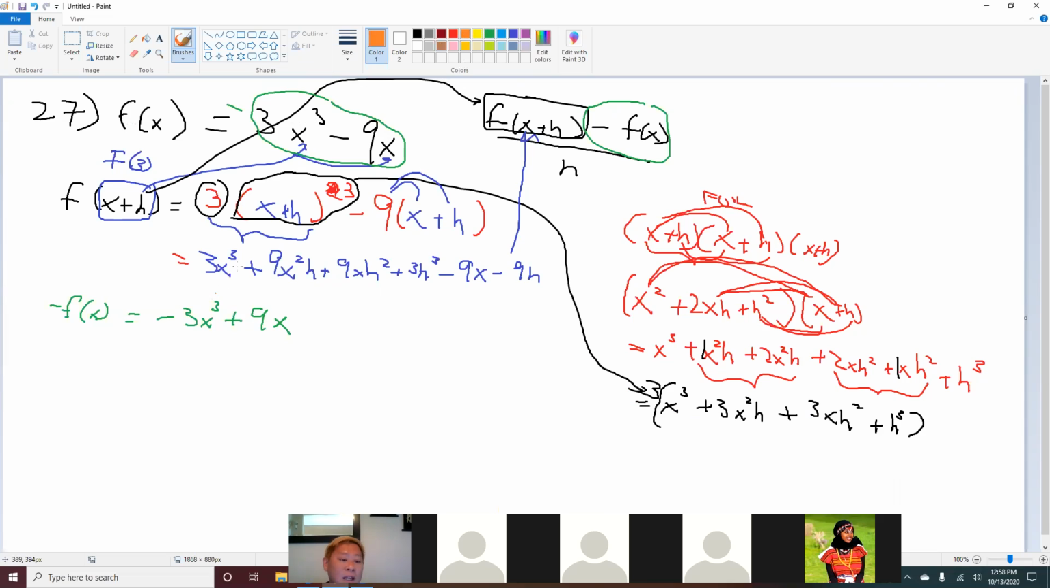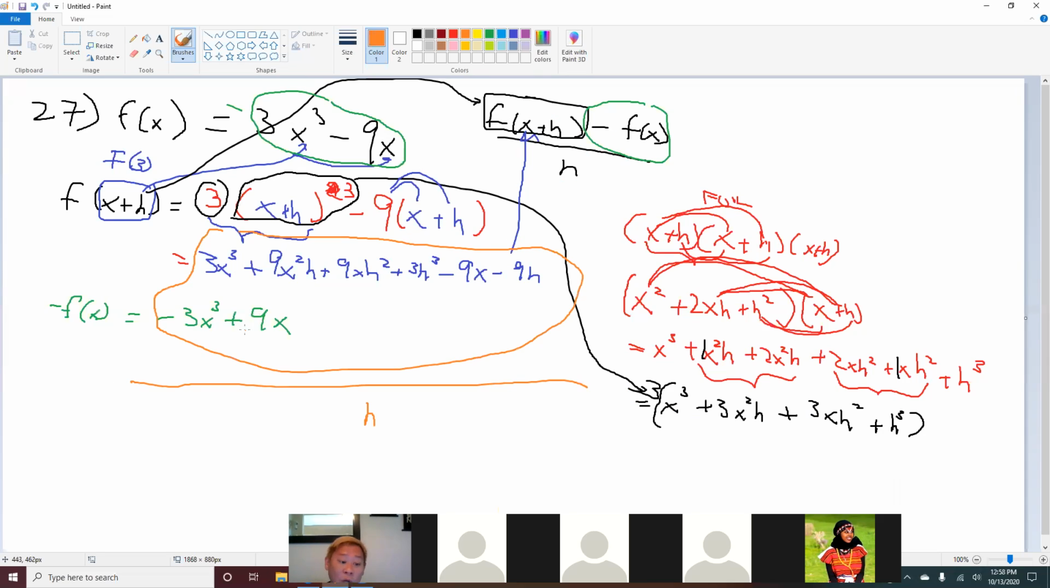So what you need to do here is take all of this that you have, and it will be all over h. You take this one, which is the blue one, and the green one, all over h, and then you start canceling. So the 3x cubed can be canceled, and the 9x also can be canceled. What you notice here is they all have h terms, so because you have an h here, you divide every single one of these by h.